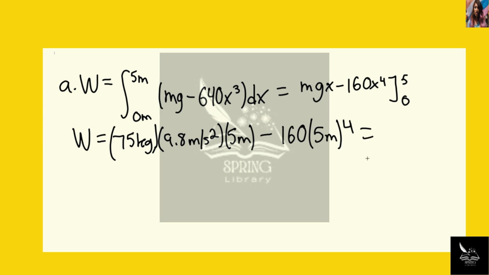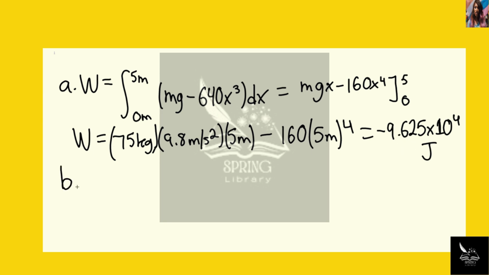And we find that the work done is going to be negative 9.625 times 10 to the fourth joules. So essentially, this is the negative work being done.